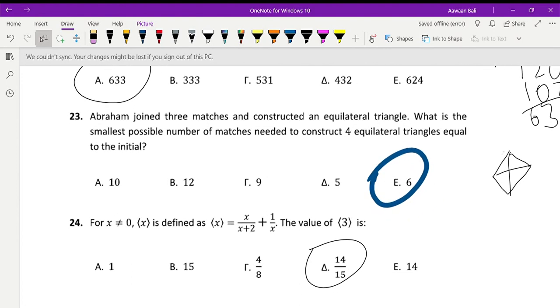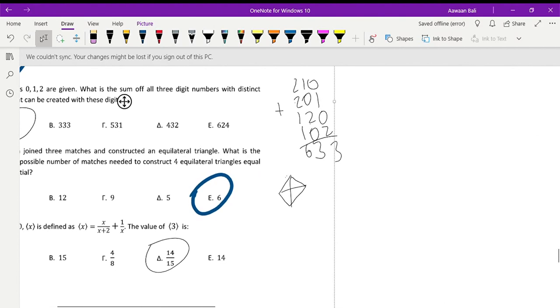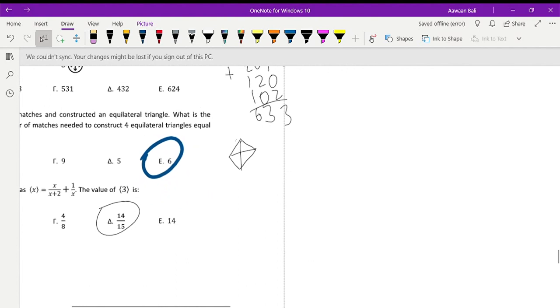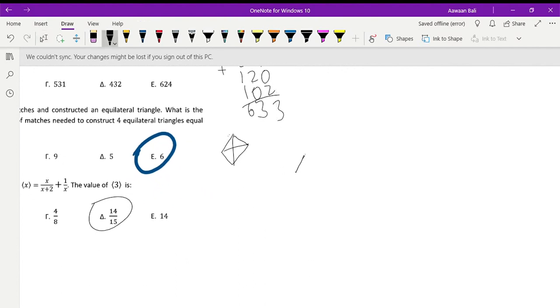Abraham joined 3 matches and constructed an equilateral triangle. What is the smallest possible number of matches needed to construct 4 equilateral triangles equal to the initial? Okay, so this is the smallest, 6. Okay, let's see. So we have 1 here. We can make 2 here, and we have 1 here. And then we can share that line with another triangle. So, and that's basically it.